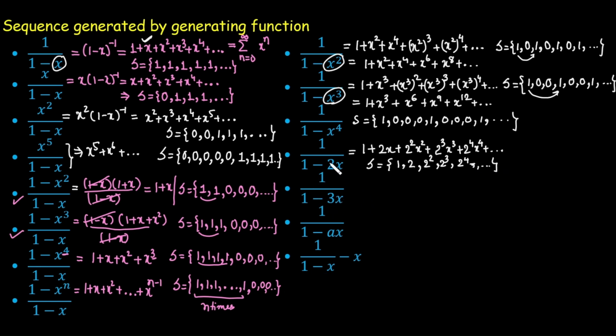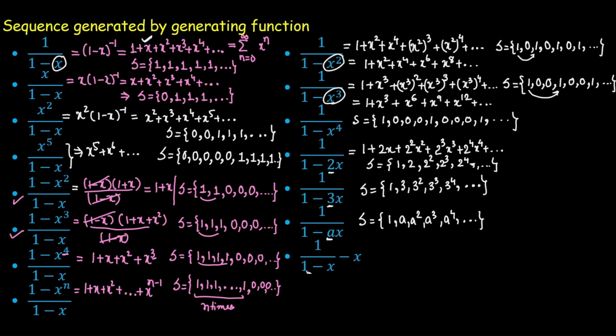In the next case, 2 is replaced by 3. So we are getting the sequence from here as 1, 3, 3 square, 3 cube, 3 raised to power 4 and continue this. Here we have generally replaced 3 by a. So we have the sequence of the form 1, a, a square, a cube, a raised to power 4 and continue this.